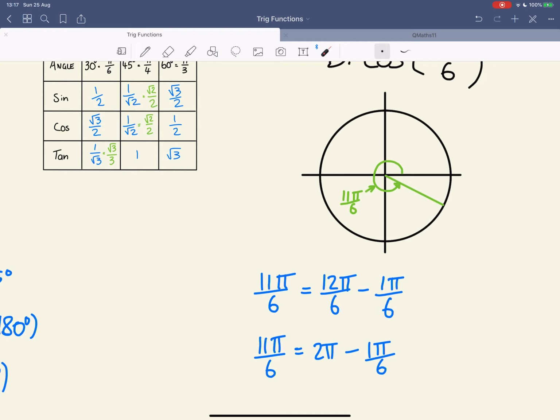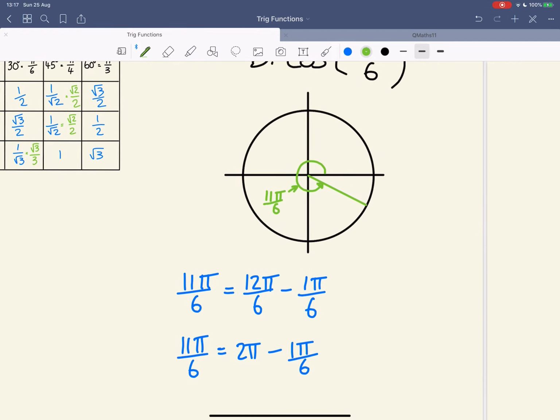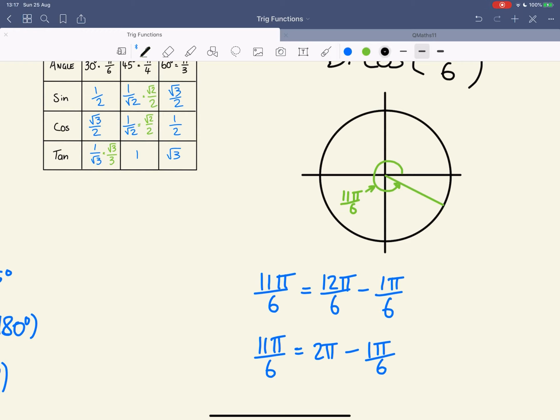Now, if we know that's 11 pi on 6, our reference angle will be relative to the full circle, because we're in the fourth quadrant here, and we established the rule in the fourth quadrant. Let's write this in black. In the fourth quadrant, to find the reference angle, which will be this part here, the angle between the x-axis and the terminal line, it's equal to 360 degrees minus your angle.